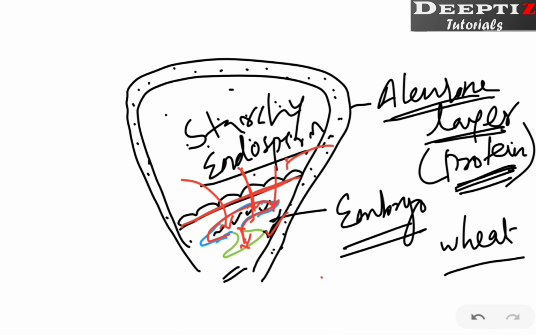So please learn the types of embryogeny, which are monocot and dicot embryogeny. So make notes out of this. Hope you have understood. Keep learning.